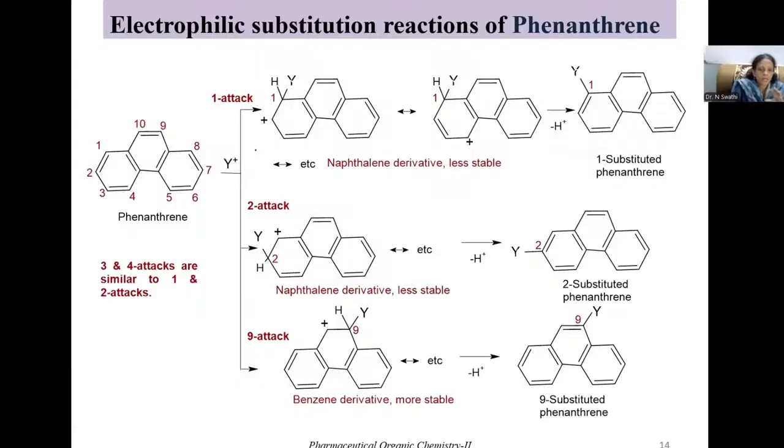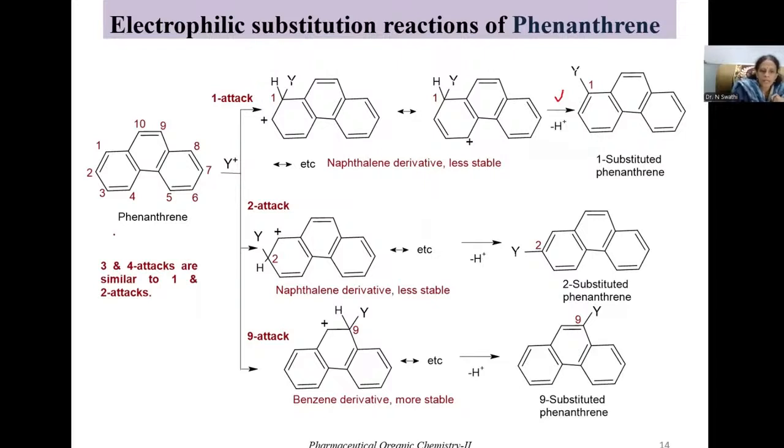If you look at the carbocation structure here, wherever the substitution is happening, that is on the first ring system, there is destruction of the aromaticity, while the remaining 2 rings maintain their aromaticity. In fact, the carbocation formed in 1 attack is a naphthalene derivative, because this is a naphthalene structure. Once this carbocation is formed, immediately it will undergo the third step, deprotonation, and it gives the corresponding 1 substituted phenanthrene as the product.